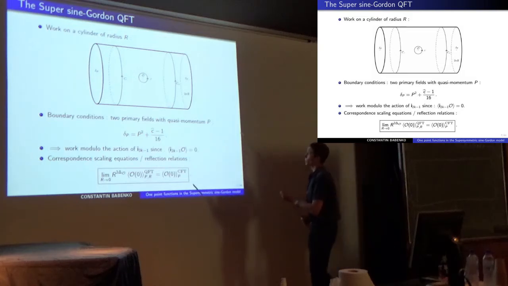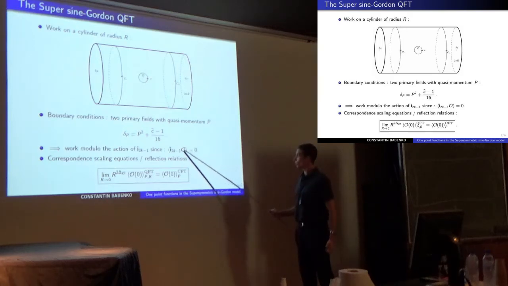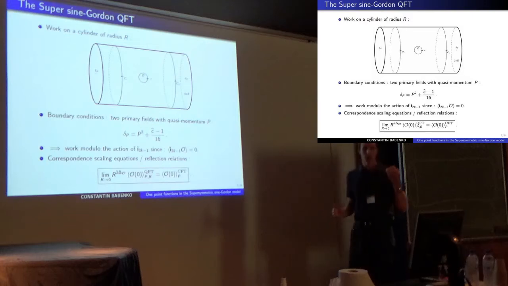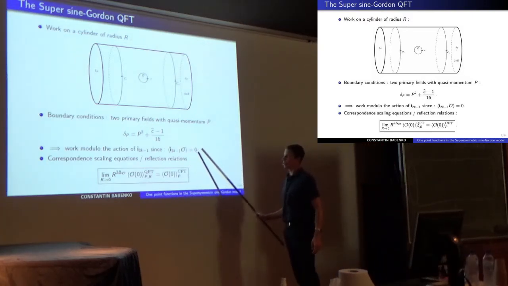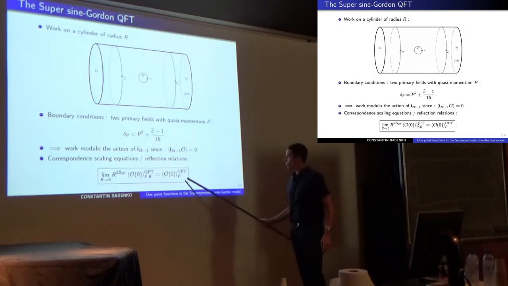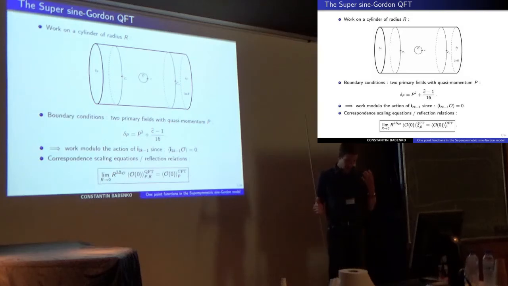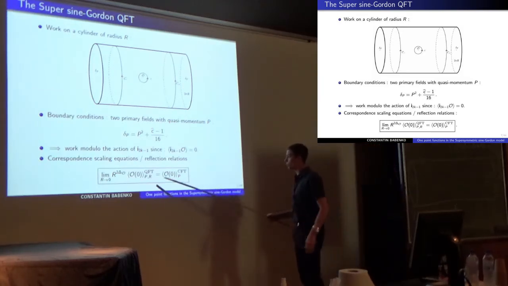Now you can see that with such same boundary conditions at the two extremities, the one-point function of the action of local integrals of motion on fields is 0. This is important, and means that everything that we are doing is done modulo the action of local integrals of motion.